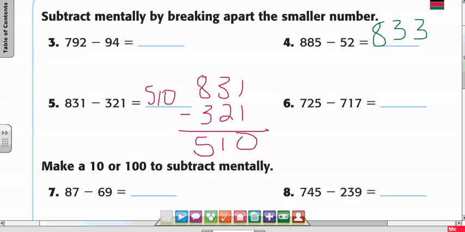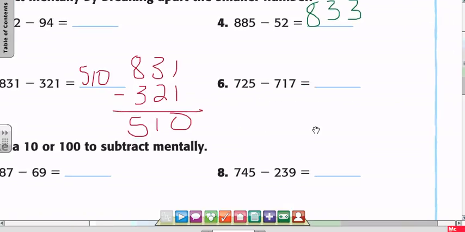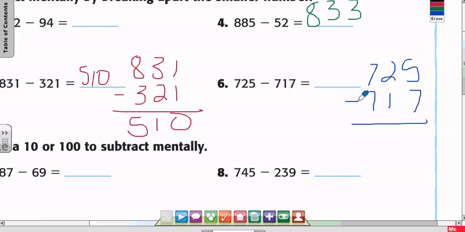And then I have 725 minus 717. 5 minus 7, can I do that? No. What do I have to do? Borrow from the 2, that makes it a 1. The one that I borrow goes next door to the right. Instead of 5, I have what now? 15.